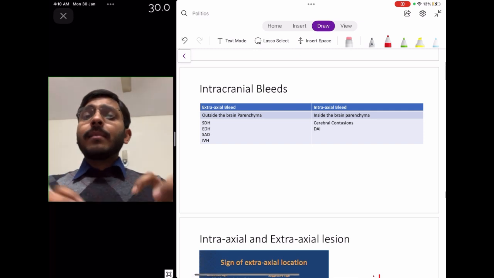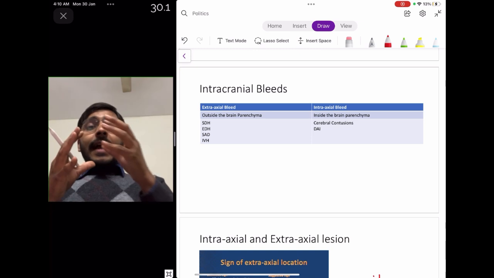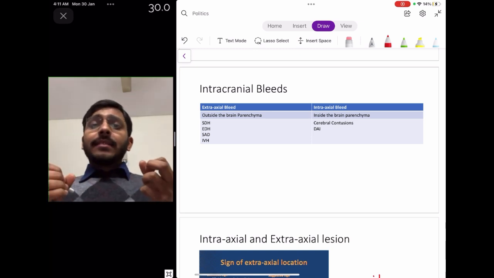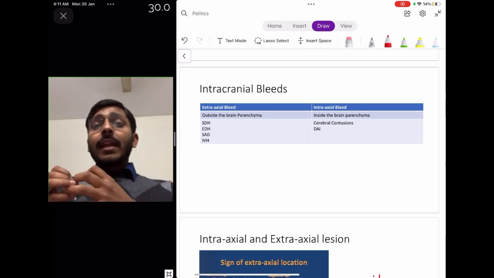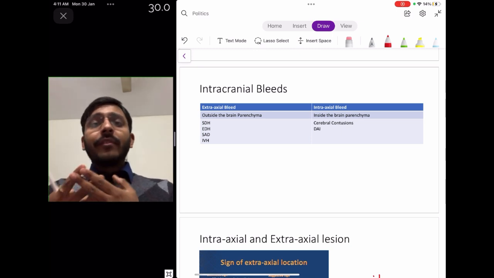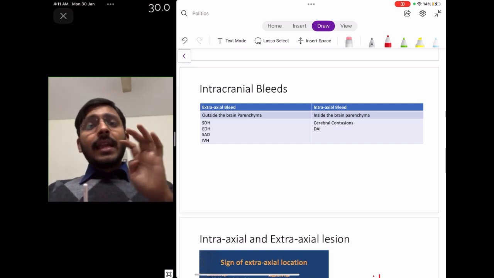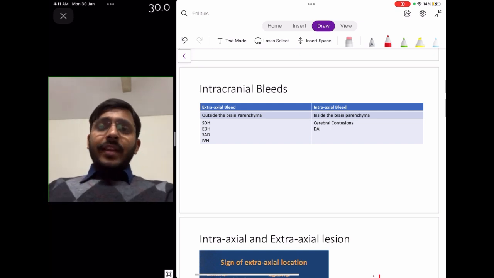Now, the intracranial bleeds are broadly divided into two main categories: an extra-axial bleed, that is outside the brain parenchyma, and an intra-axial bleed, that is those bleeds occurring inside the brain parenchyma. In intra-axial bleeds, there are two main important bleeds, namely cerebral contusions and diffuse axonal injuries. Extra-axial bleeds are namely four: SDH, EDH, SAH, and intraventricular hemorrhage, IVH.